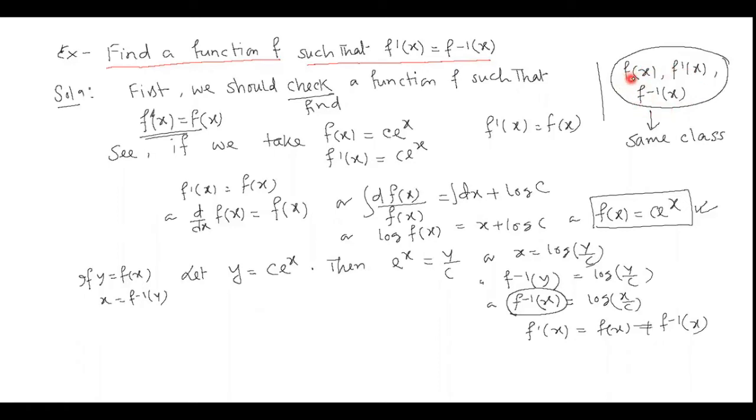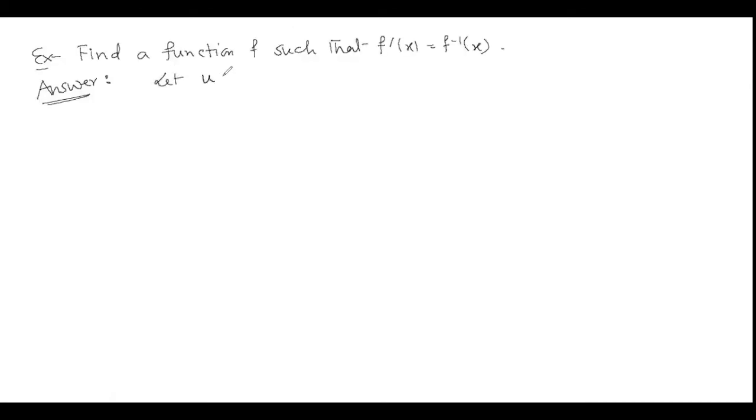So f will be a function such that fx, f dash x, and f inverse x belong to the same class or same type of functions. Now what will be the functions? See the result. Okay. Let us consider the function fx as c into x to the power n, where c is a constant. Now we'll verify whether this function satisfies our required results.